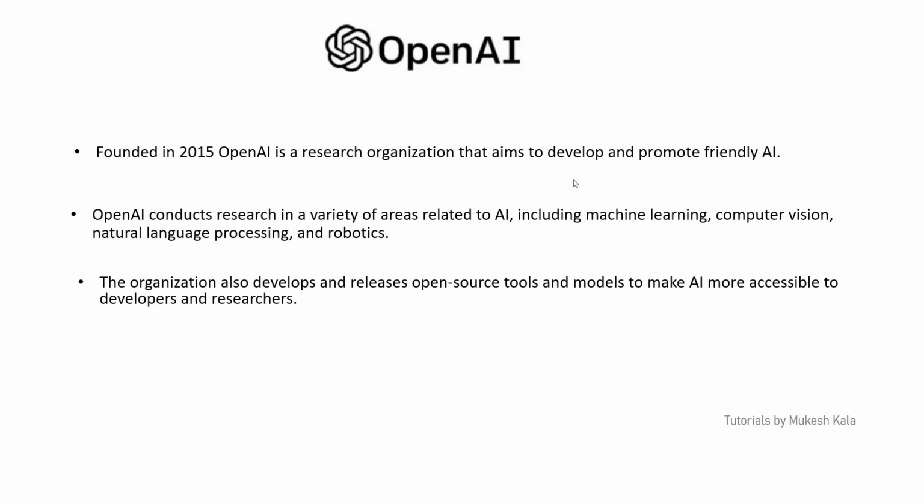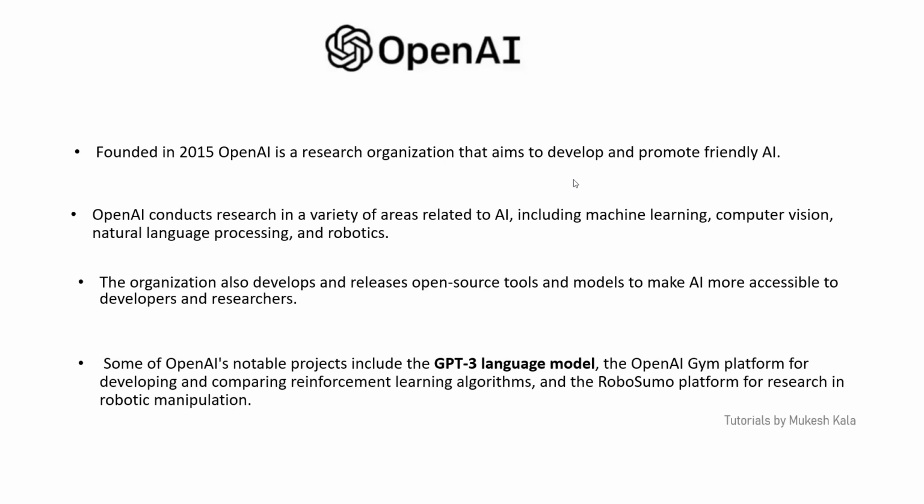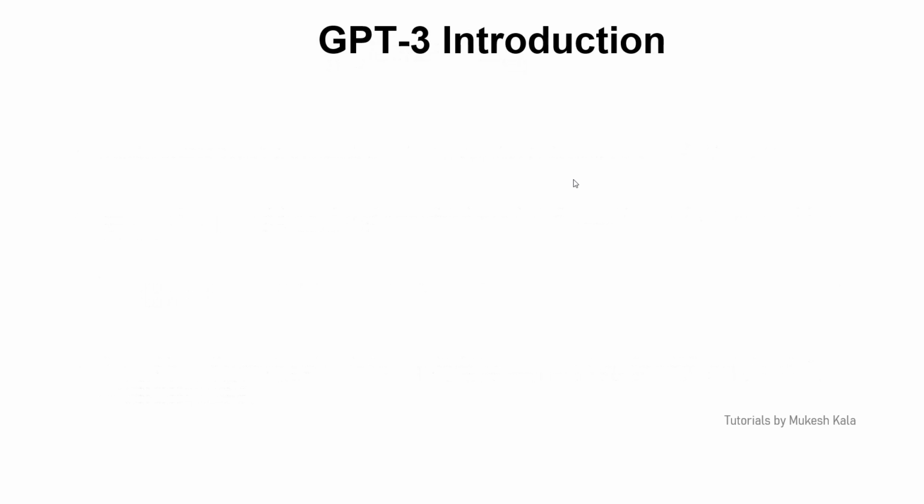In the previous video, we talked about ChatGPT, which we are going to cover briefly in this video as well. ChatGPT is again a product from OpenAI. Some of the notable projects are the GPT-3 model, the OpenAI Gym platform, the reinforcement learning platform, and more, right? Now you might have noticed I am highlighting GPT-3 here, so that is what we are going to cover in a bit more detail in this session, that is, what exactly is GPT-3.